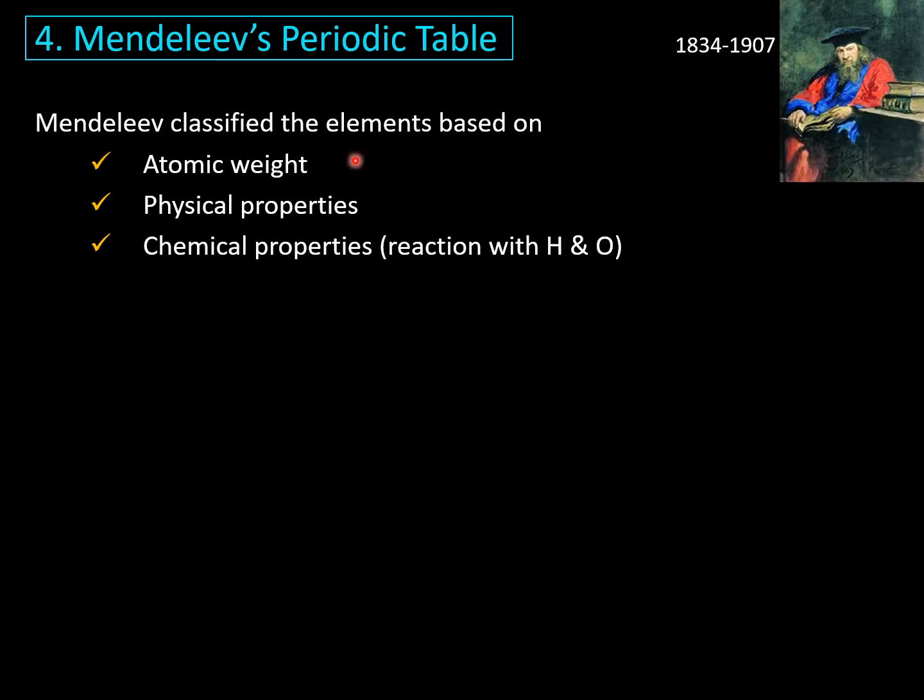Mendeleev's classification was based on atomic weight, physical properties like melting point and boiling point, and chemical properties like reaction with hydrogen forming hydrides and reaction with oxygen forming oxides. If all three complement each other for the arrangement of elements, it is fine. If there is a contradiction in the arrangement between atomic weight and physical and chemical properties, he gave more weightage to physical and chemical properties than to atomic weight.